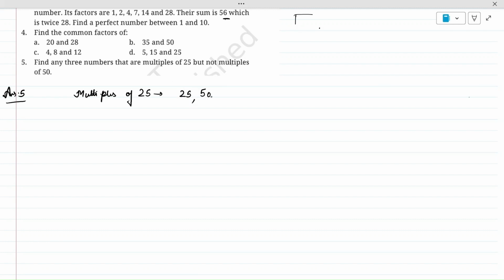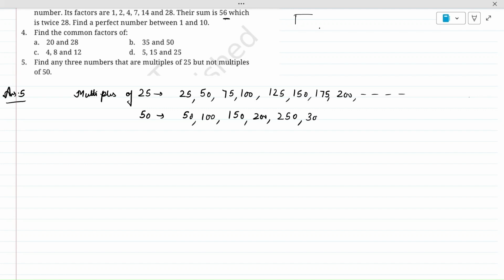50, 75, 100, 125, 150, 175, 200 and so on. Okay. And now coming to 50. For 50 it is 50, then 100, 150, 200, 250, 300 and so on.